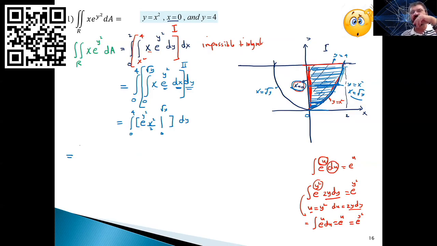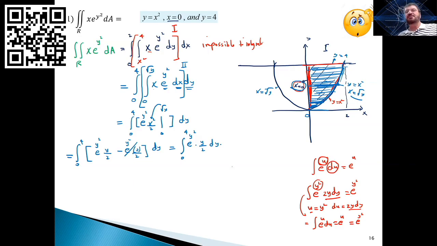Now we say equal integration from 0 to 4. What do we do? We plug root y for x squared. So it's going to be e to the y squared times y over 2, minus, we replace x with 0. So you get e to the y squared times 0 over 2. All of that dy. We know this is all 0. So what am I left with? It's an integration from 0 to 4 of e to the y squared times y over 2 dy.